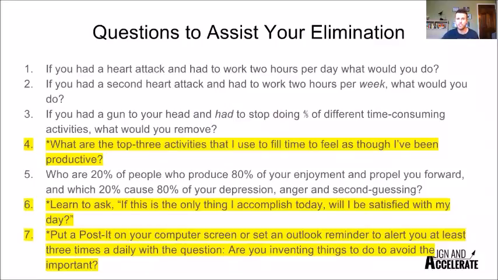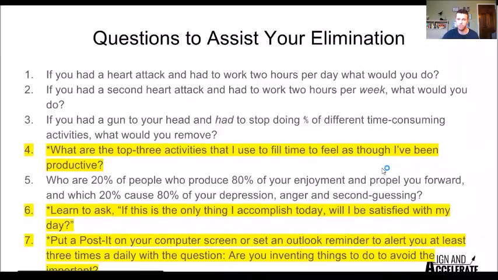So here are some questions from the 4-Hour Work Week that you can ask yourself to really start eliminating more from your life. The first one: if you had a heart attack and had to work 2 hours per day, what would you do? A very Tim Ferriss question. The second one: if you had a second heart attack and had to work 2 hours per week, what would you do? I've highlighted my top 3 questions here. I do recommend reading through all of them.